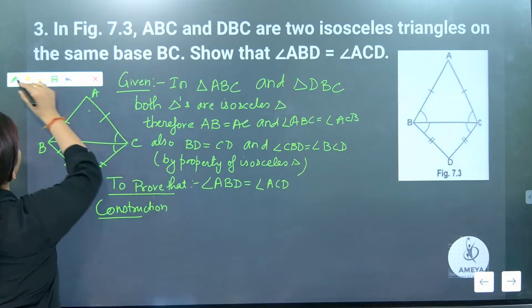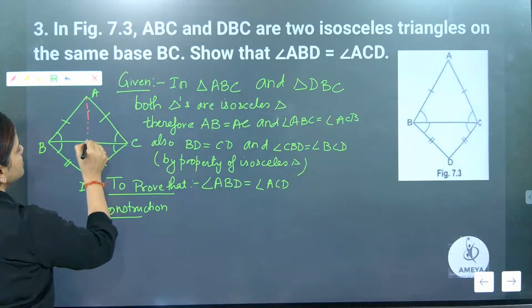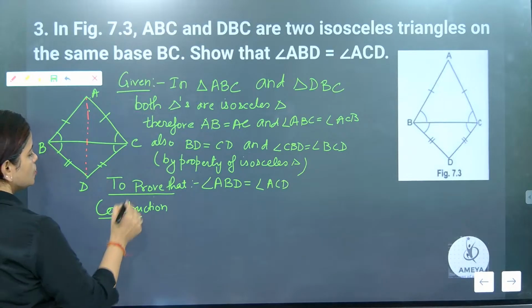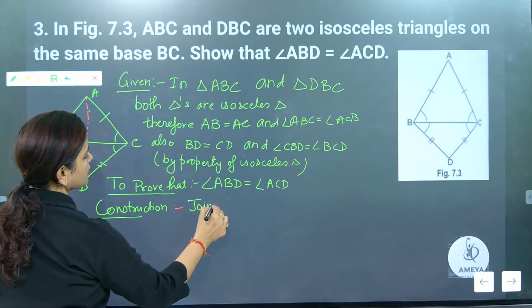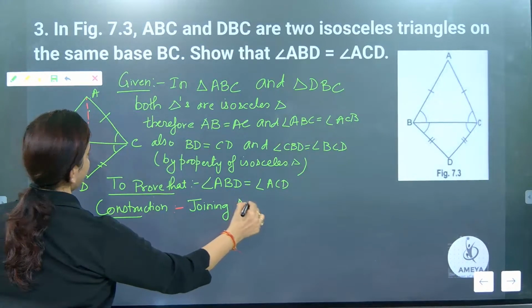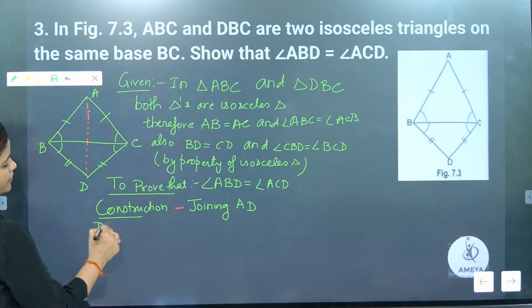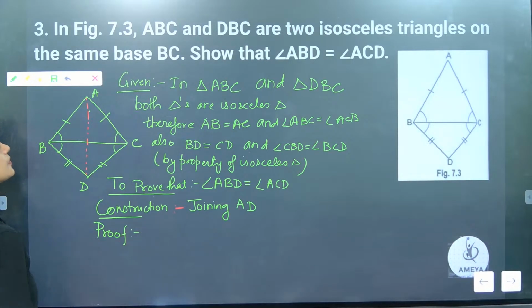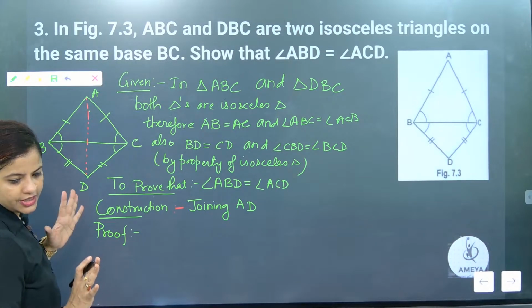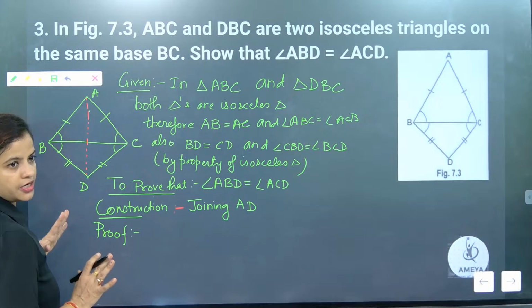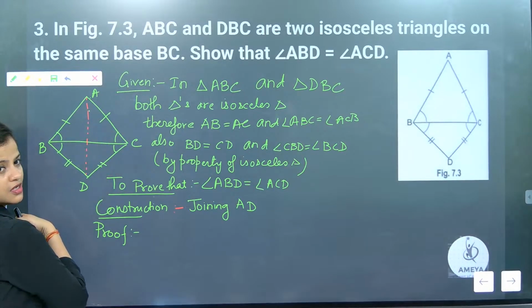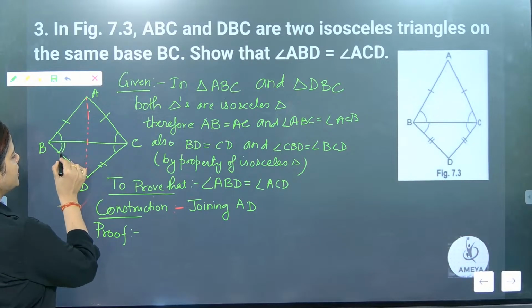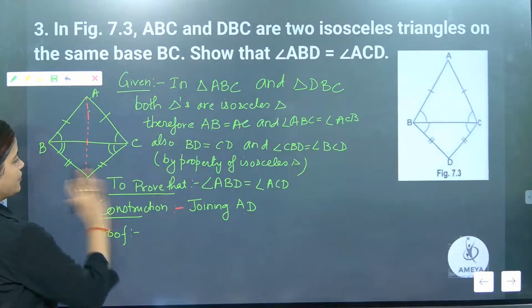What construction we are needing? We need one construction. Done. So what we are going to write? Joining A, D. Okay. Now we will start the proof. Now once we have joined, we are going to take the reference section. In the reference section, already in this triangle, this side is equal to this side. This angle, we will write here double. Done? Now I think everything is crystal clear.